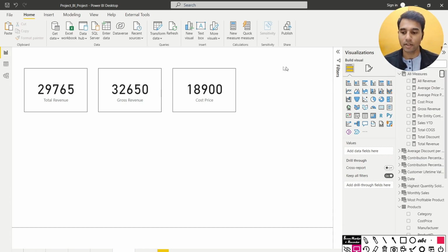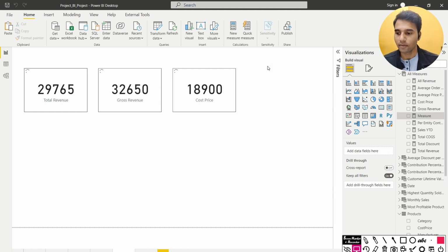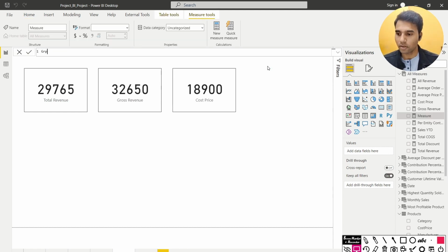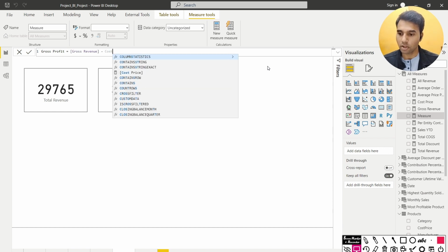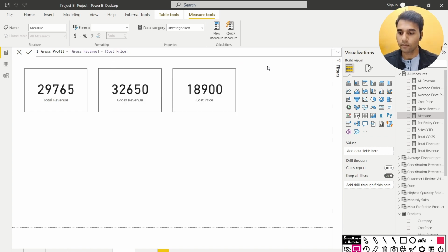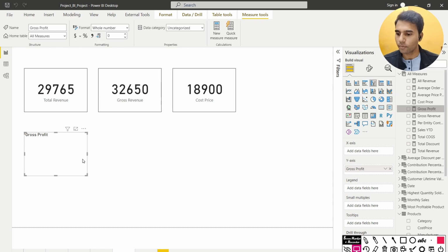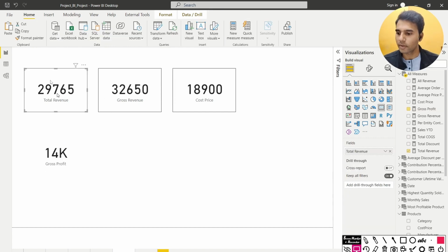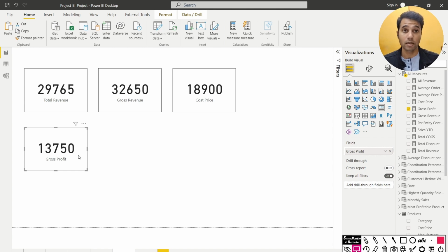So let's first start with calculating the net profit. Or let's start with the gross profit, because after calculating the gross profit, we get to know the net profit. So gross profit is going to be gross revenue minus my cost price. Or you can also call it COGS. I've just used cost price in this example. So my gross profit overall is rupees 14,000 or 13,750. So this is nothing but 120 minus 100. This is the amount which is the gross profit, 120 minus 100 without the discount.